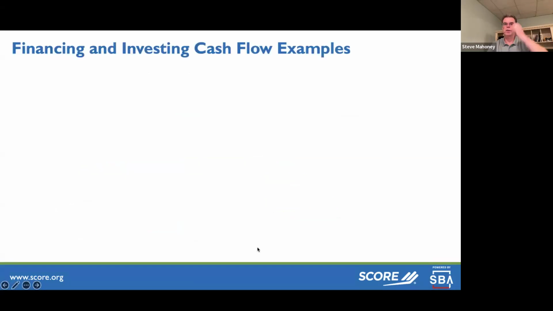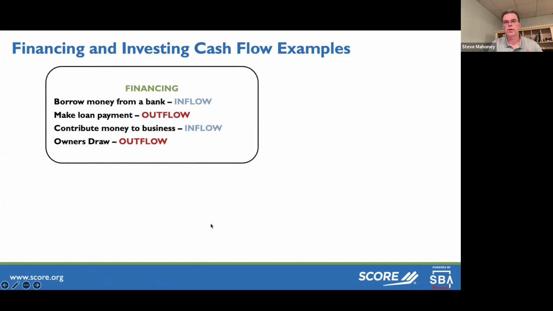So what are the other 2 categories? Financing and investing are more strategic items that impact your business, but they're not part of ongoing business operating activities. The first is financing. This is how you create the cash to run your business or start your business. It's usually going to come from you, an investor, or a bank. If you borrow money from a bank, that's a cash inflow. If you make a loan payment to pay that debt down, that's a cash outflow.